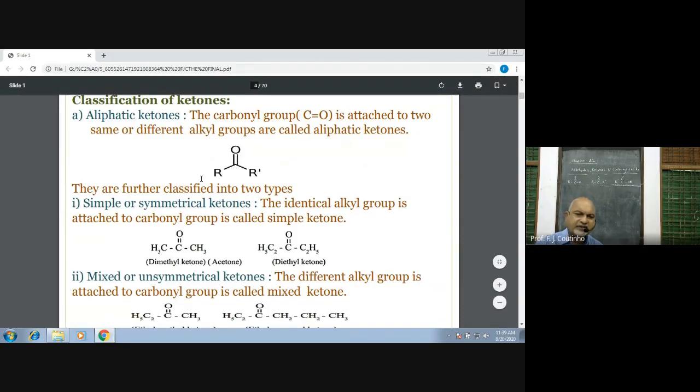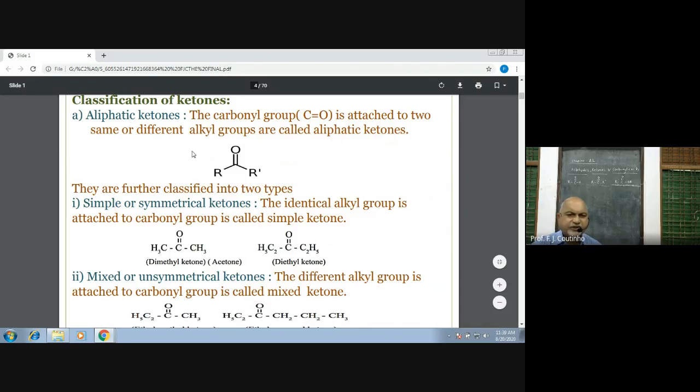In aldehyde also there is R C double bond O. But in ketones, there is no hydrogen; in place of hydrogen, there is an alkyl group. Now this R and R dash, both are alkyl groups. Both can be aryl groups also. These alkyl groups can be same or different, and that's why they are mentioned as R and R dash.